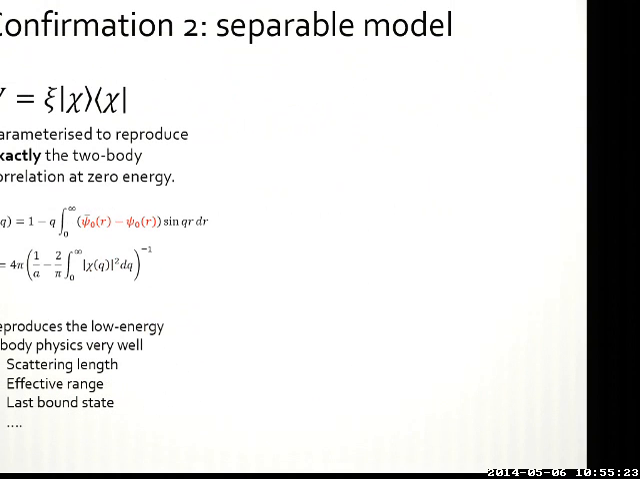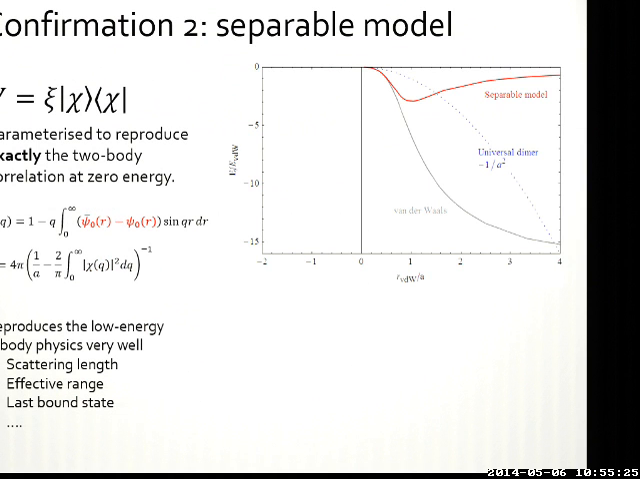All right. Let me show you an example. That's for a van der Waals interaction, I guess a Lennard-Jones potential again. So this is the two-body energy as a function of the inverse scattering length. This is what you would get for an exact calculation of this van der Waals interaction. Here, this is the universal dimer energy, which scales like 1 over the scattering length. So you see it's good only at very low energy.